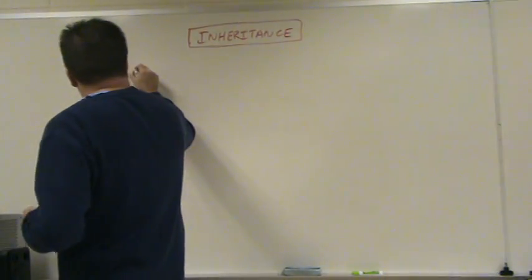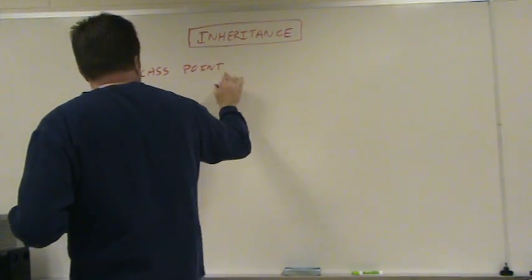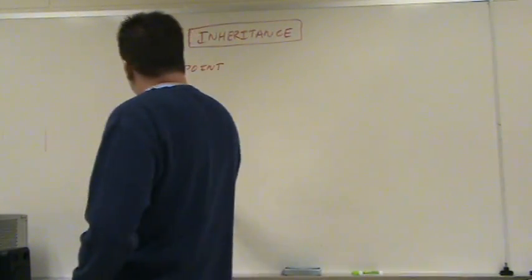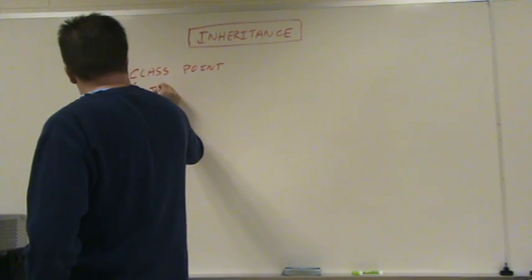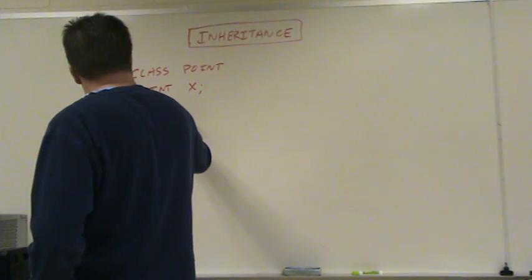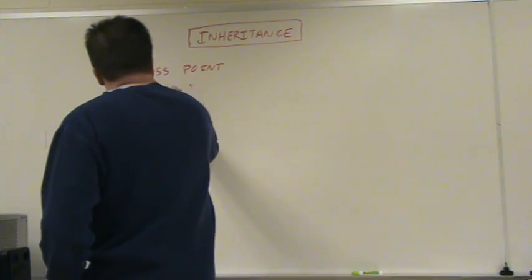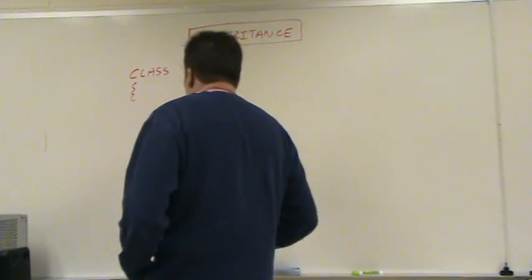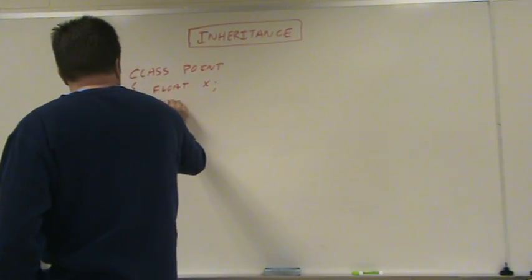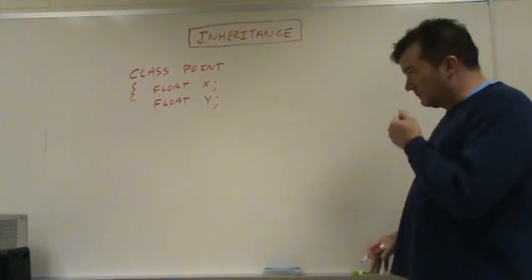Point. We have a class, point. It doesn't extend anything, so it's like the original class. And we decided it has an integer x and an integer y. Well, you know what? That means we could allow floating points. Let's do this: float x, float y. So the x could be 2.5 or something like that.